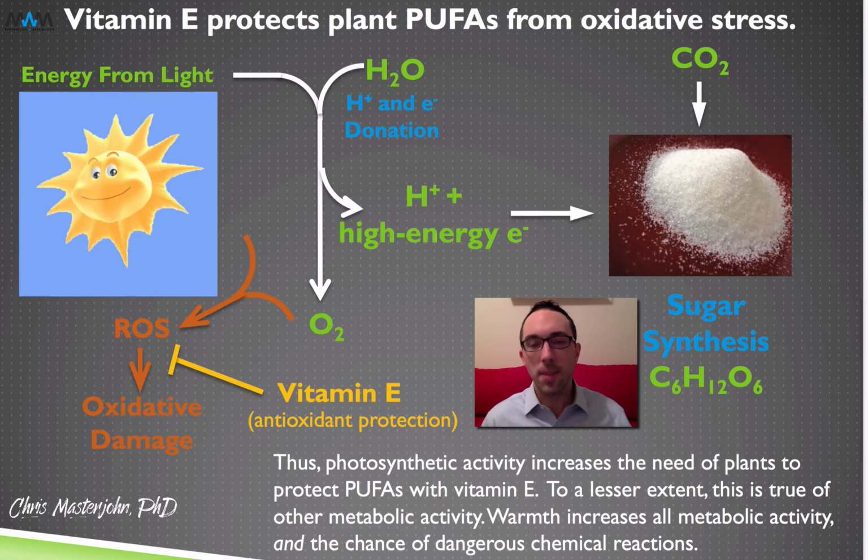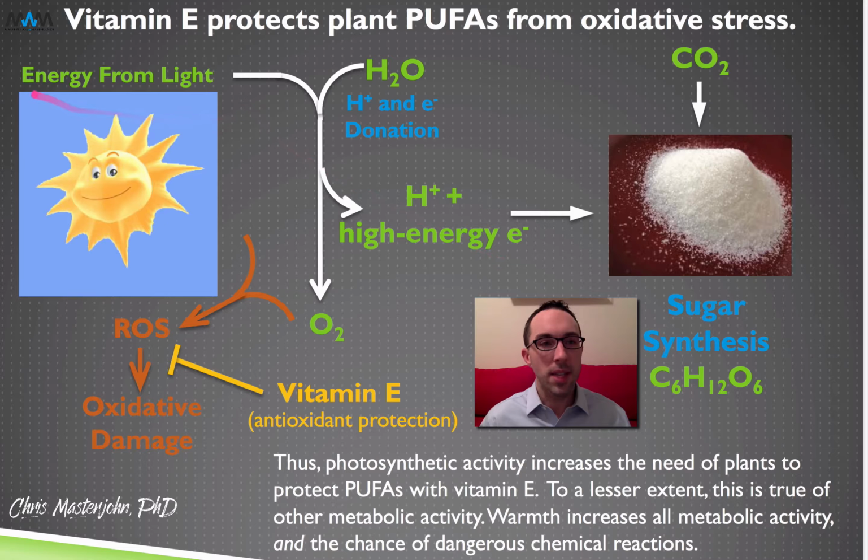Well, when we're looking at something like butter, we also have to take into account what the cow was eating. And when cows eat grass, which is high in photosynthetic activity, they wind up with more vitamin E in their meat and their butter than when they eat grain. So let's take a look at what's happening in photosynthesis to see why that's the case.